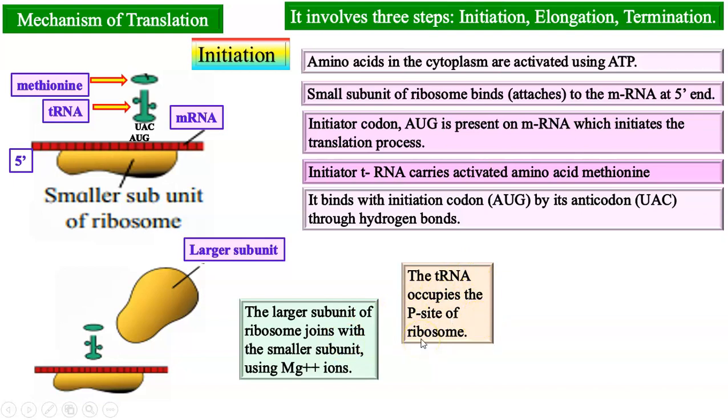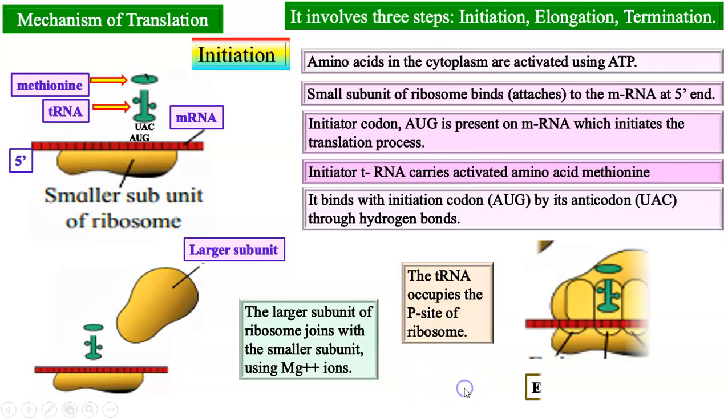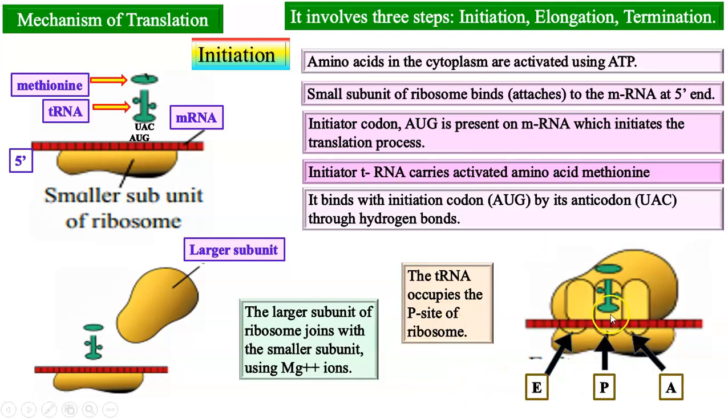This is the only time where the transfer RNA right in the beginning is at the P site. The subsequent transfer RNA will always enter at the A site. But this is the first transfer RNA and the only transfer RNA which gets attached at the P site. After initiation, there will be elongation. And in the elongation, we will see the first transfer RNA is already there with its amino acid. Now the second transfer RNA will come at the A site with its own amino acid.